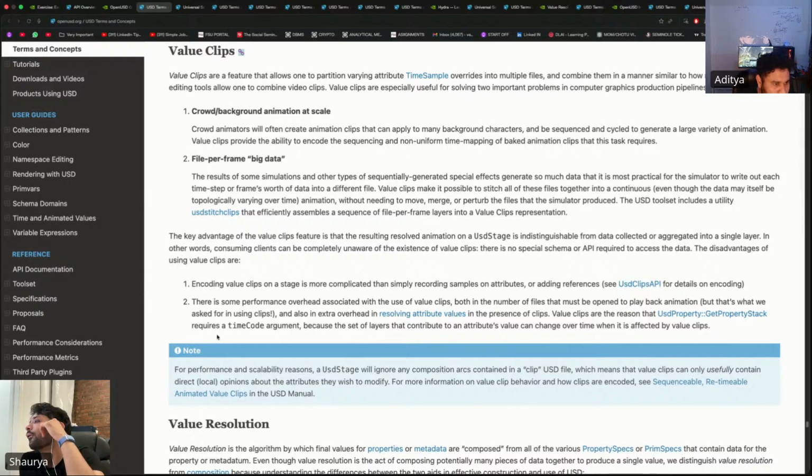For performance and scalability reasons, a USD stage will ignore any composition arcs in a clip USD file, which means that value clips can only usefully contain direct local opinions about the attribute they wish to modify. For more information on value clips... Oh, okay. Here it is.